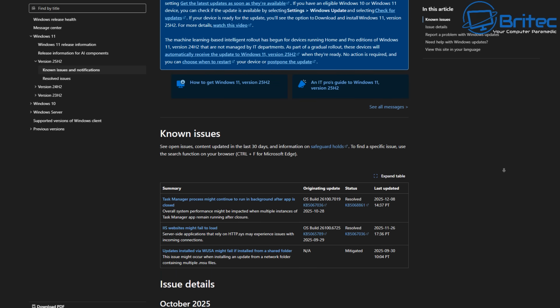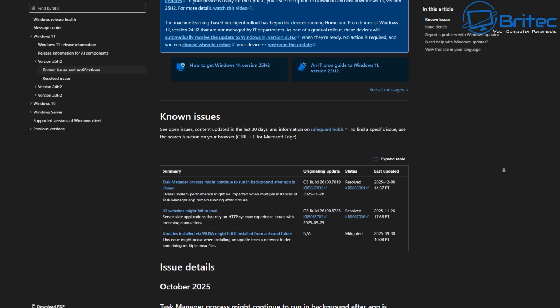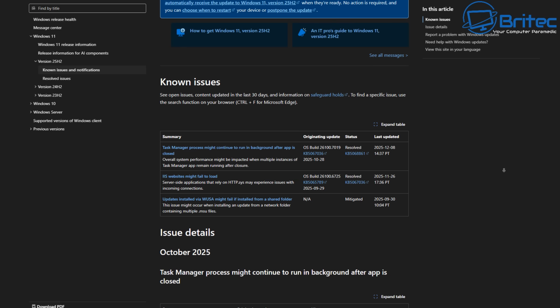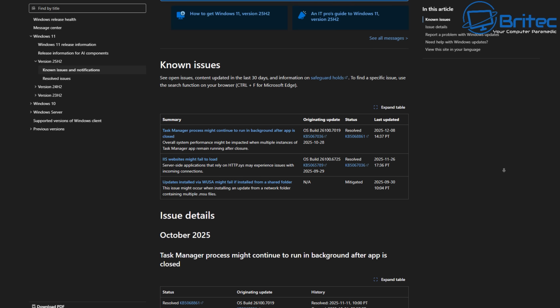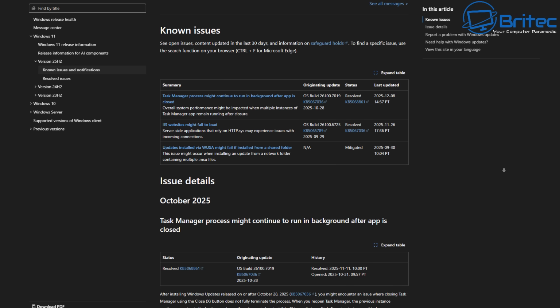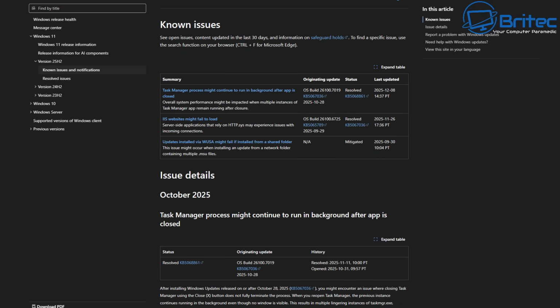But basically, there's been a lot more problems with Windows 11 25H2 than they've actually listed, because there was the Task Manager issue, which wasn't listed until after they fixed it. And there was other things like File Explorer freezing, which they never listed, and that then got fixed. And there was also some other issues as well.